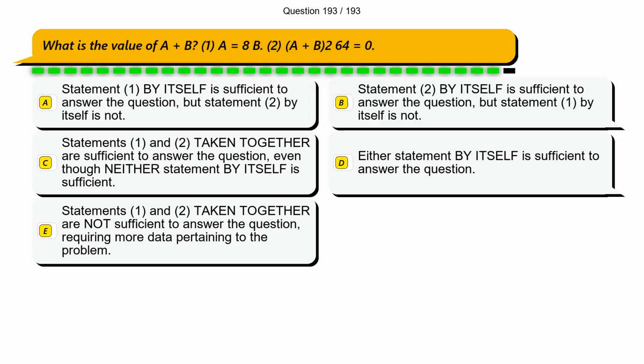Question 193. What is the value of a plus b? 1. a equals 8b. 2. a plus b minus 8 equals 0.